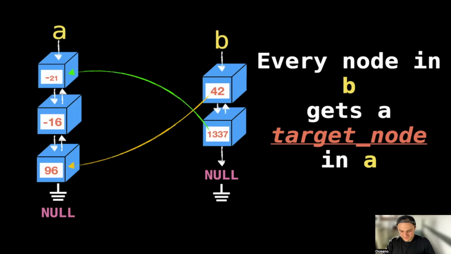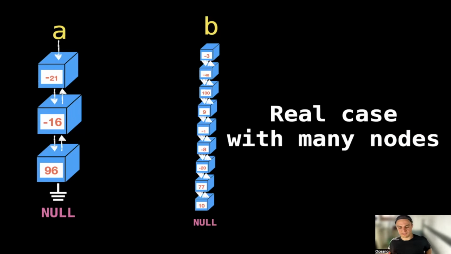On the contrary, 1337 gets minus 21. This time it's not bigger, because 1337 is the biggest, so I cannot find something which is bigger in stack A. So I search for the smallest. That's the trick. Now, probably the best option at this point is to explain with a real case when I have many nodes.